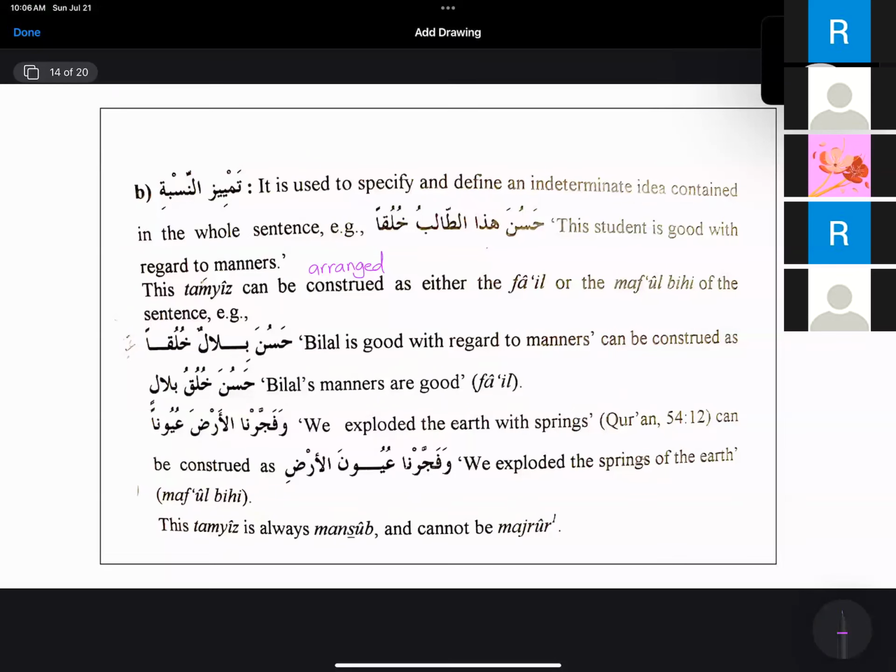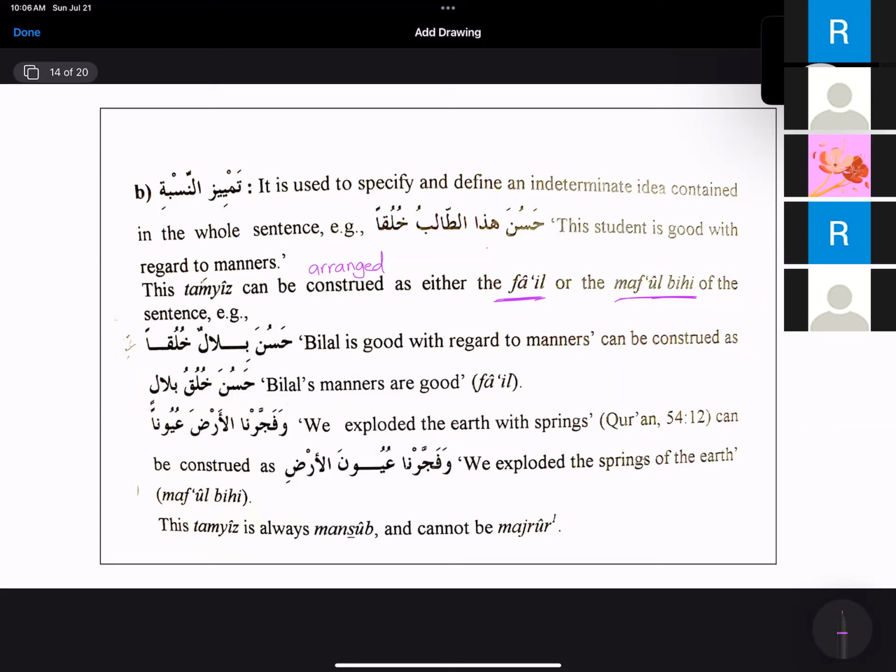So hasuna hazat talibu, this student is good, right? So you're gonna say in what sense? So we're gonna say khulukan, his mannerism. Then hasuna. Now you see that this tamiz can be arranged as either fail or even maful bihi in a sentence. So hasuna bilalun khuluqan.